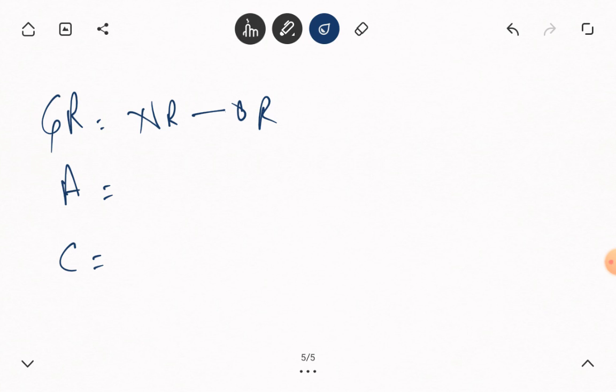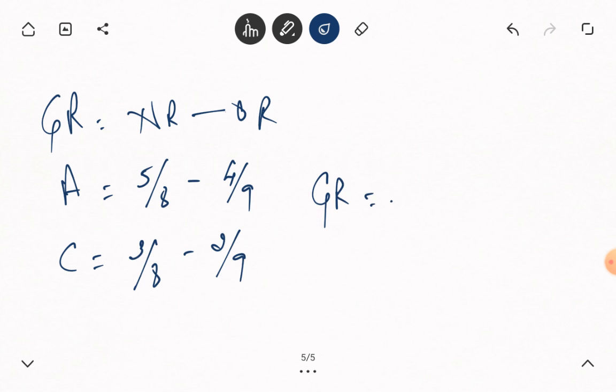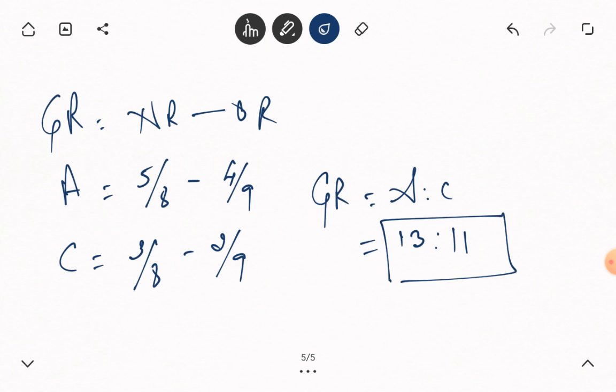The old ratio with regards to your partners: the old ratio for A was 4/9, and the old ratio for C was 2/9. And the new ratio is 5/8 and 3/8. So this will give you a gaining ratio. It's equal to A is to C is equal to 13 is to 11. Make sure you're getting this gaining ratio, 13 is to 11.